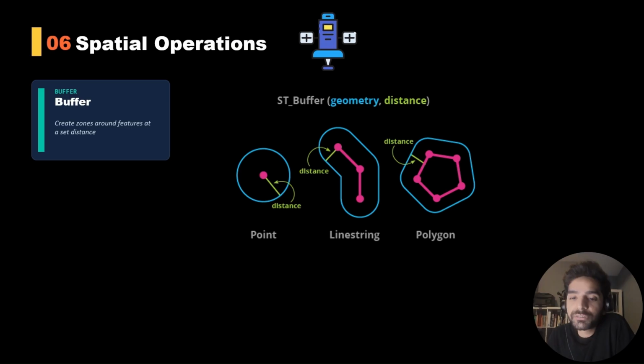So the important detail is the coordinate system. If your data is in degrees, buffer distances can be wrong. For buffers, we usually want a projected coordinate system in meters.